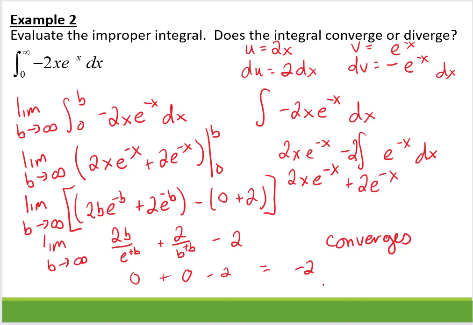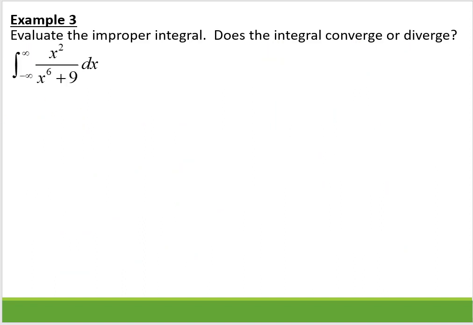And again, I'll give us a couple tests. In this example, none of the tests I'm going to give us are going to tell us right away whether or not we converge or diverge.